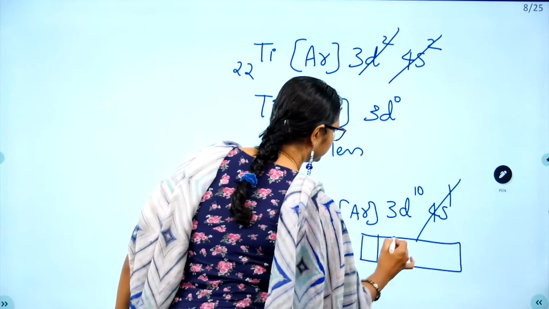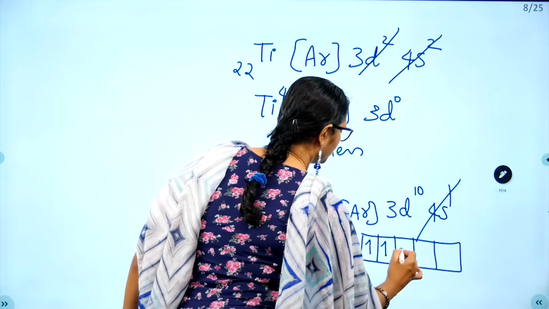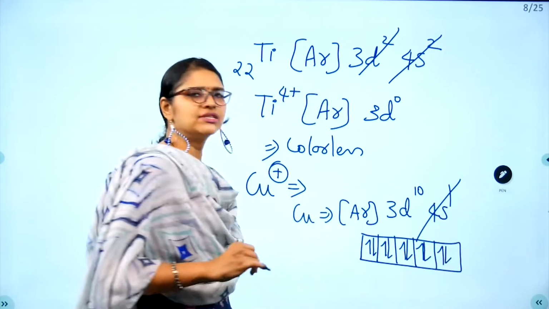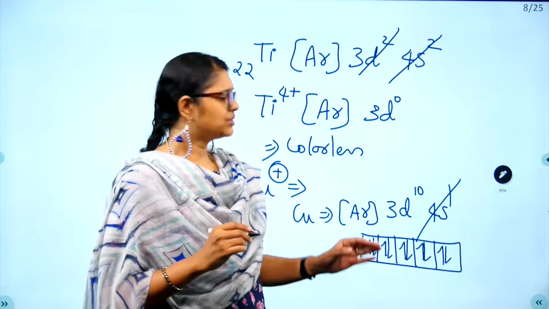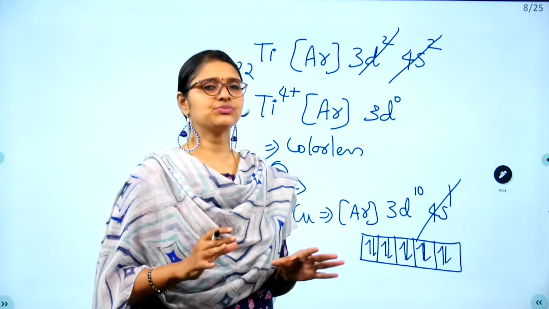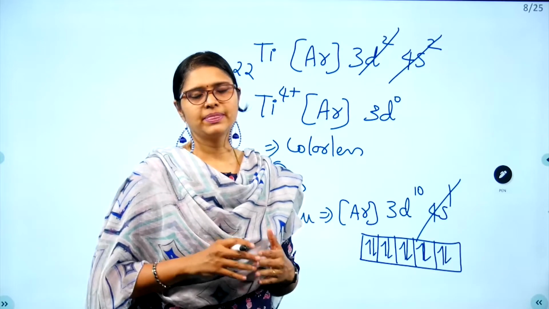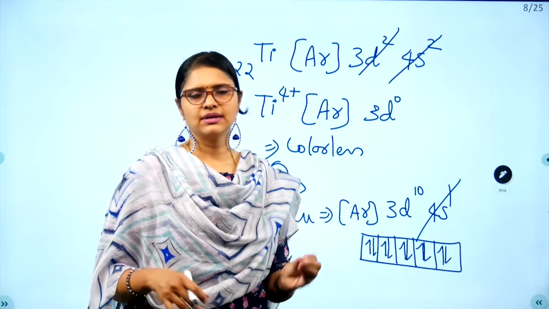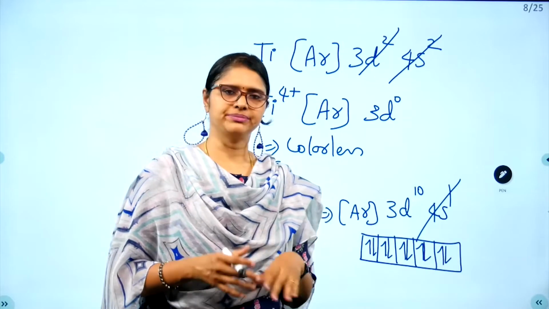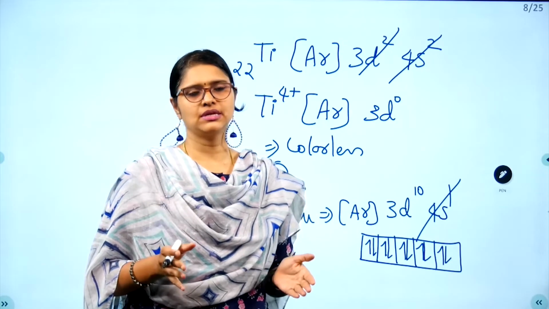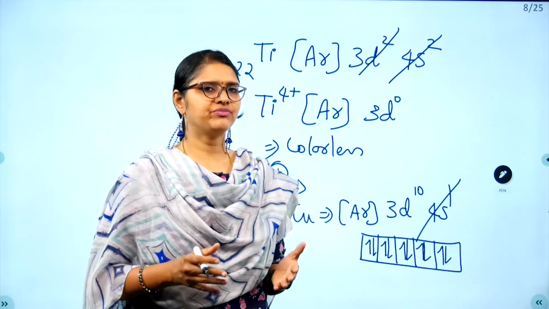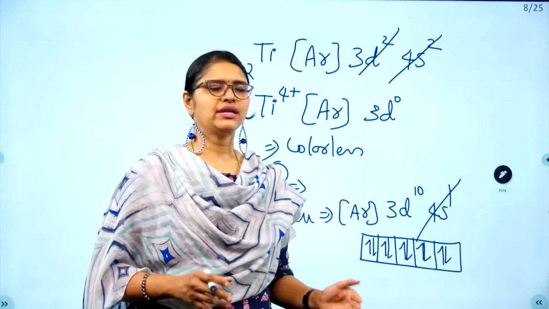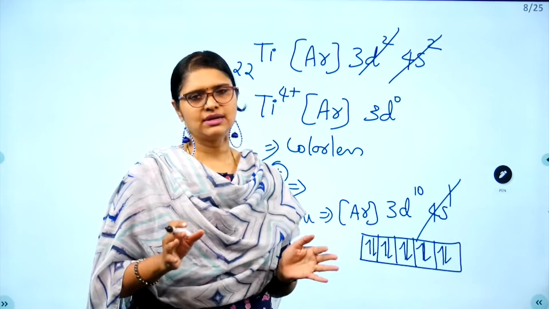If you take the d orbital, 1, 2, 3, 4, 5, 6, 7, 8, 9, 10. So here the electrons are completely filled. So 3d10 is also colorless. That is why zinc salts are colorless. Zinc carbonate, zinc sulfide, any zinc salts if you take, will be colorless. That is because of this d10 configuration. So Cu+, called cuprous, is colorless. Similarly, scandium 3+ is colorless. So electronic configurations having 3d0 and 3d10 are definitely colorless. Other than that will be colored.